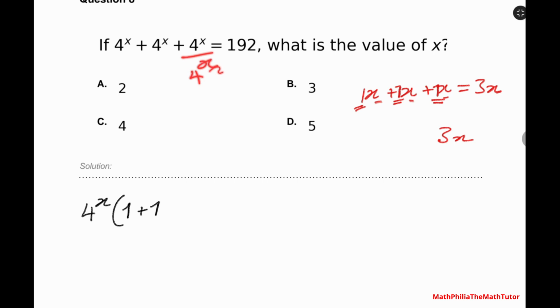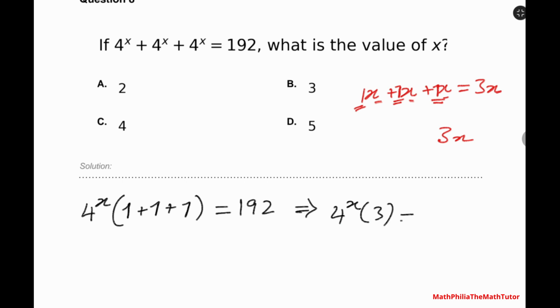Here also, if you take 4 raised to the power of x, the answer is just 1, plus 1. This is another method you can use. Again, it doesn't matter whether you use the previous one that I showed you or this one, they are both the same because we are going to end up with 4 raised to the power of x. 1 plus 1 plus 1 is just 3. This is equal to 192. Again, as I said, it's the same thing.